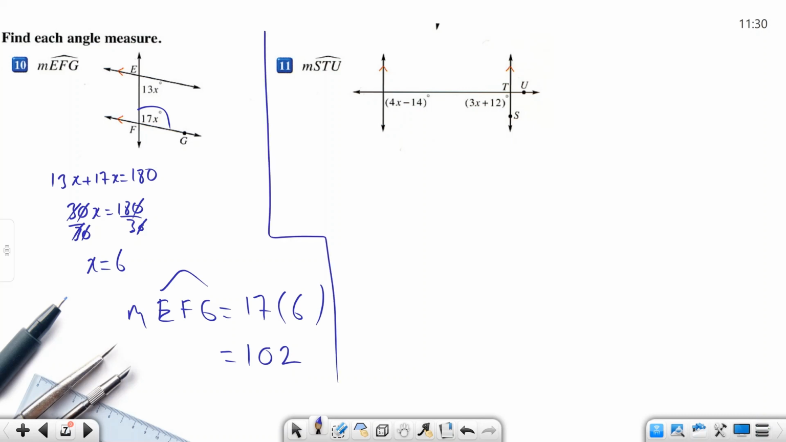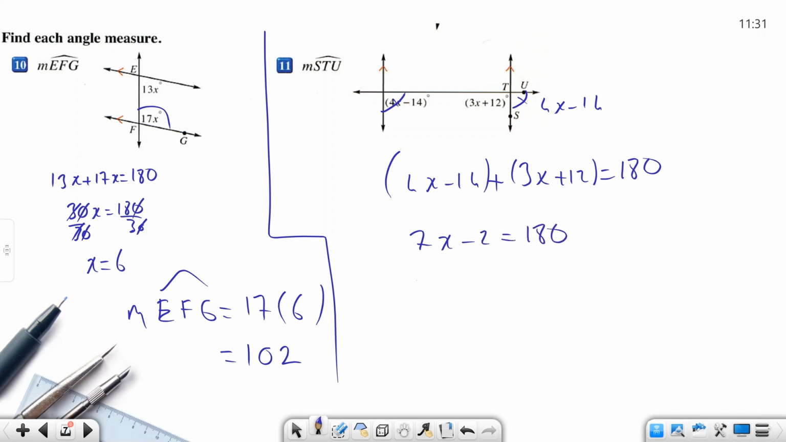Let's continue this question. Same side interior angles. The sum of them, we know, must be equal 180. This question is asking about STU. So I can say that 4x minus 14 and that one are corresponding. So 4x minus 14 plus our first angle, 3x plus 12, is equal to 180. 7x minus 14 plus 12, minus 2, equals 180.